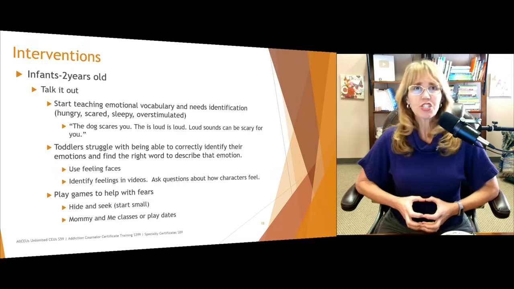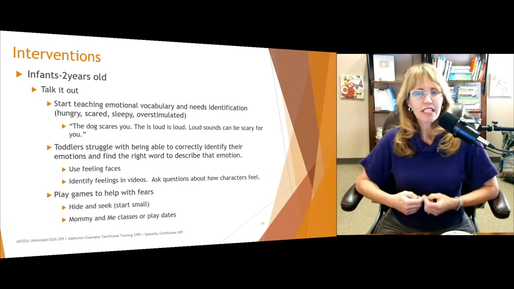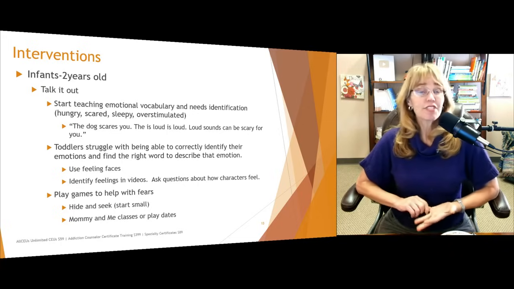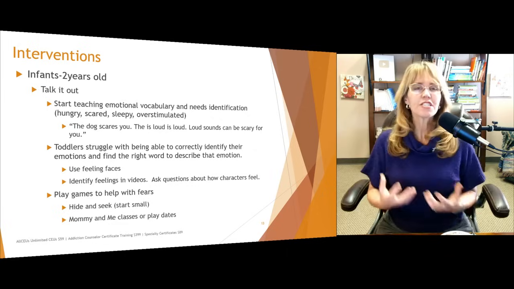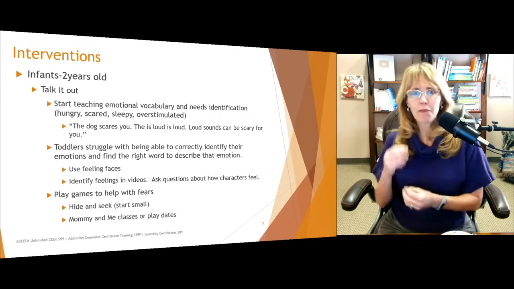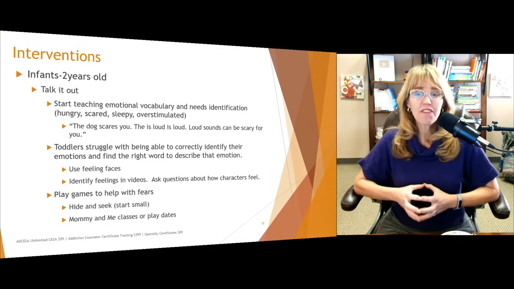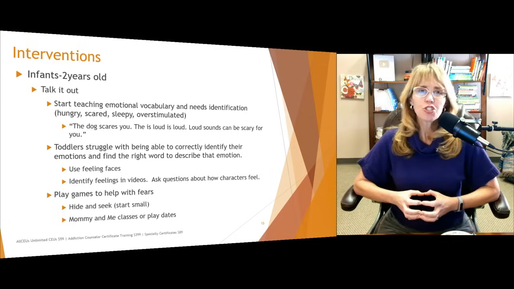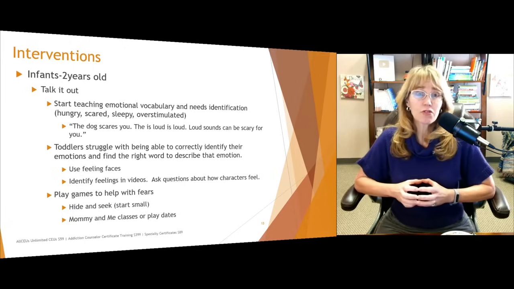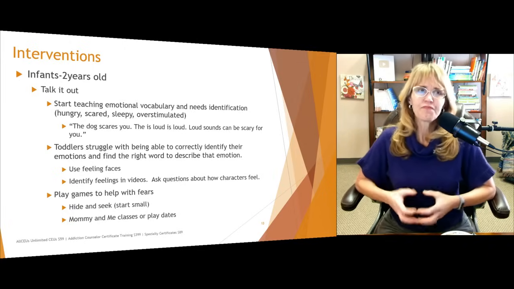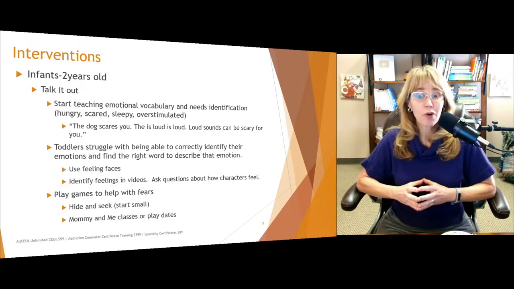If the child gets startled by a dog and starts to cry, wow, the dog scares you. The dog is loud, and loud sounds are scary. You're articulating to them what's going on so they can start forming that memory pathway. Toddlers struggle with being able to correctly identify their emotions and find the right word to describe it. So you can use feeling face emoji charts, or identify feelings in videos and ask how different characters feel, whether it's whatever cartoons or shows that the kid likes to watch.